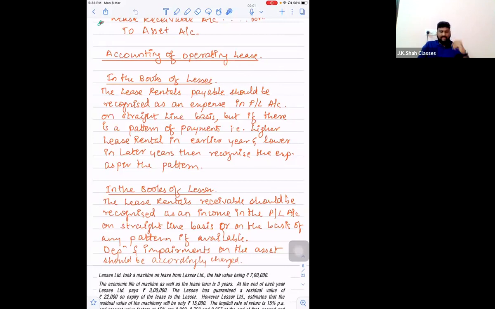But sometimes some leases are like, the total rent for 3 years is 3 lakh.